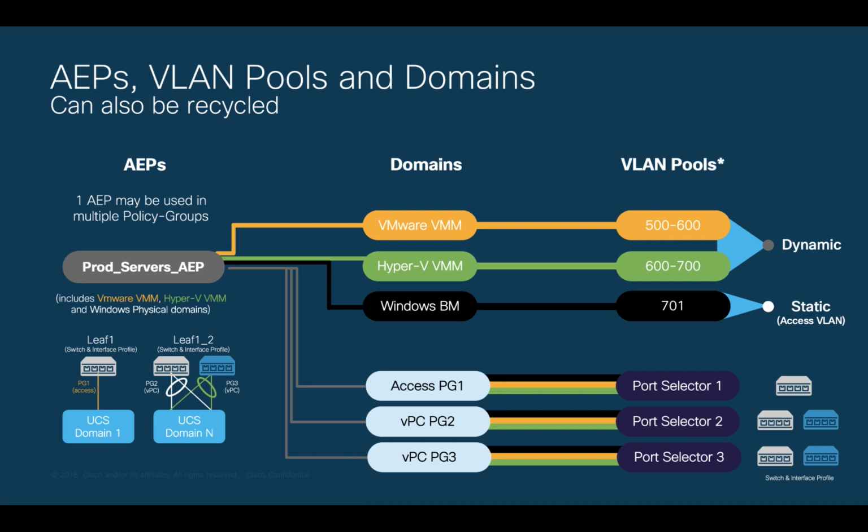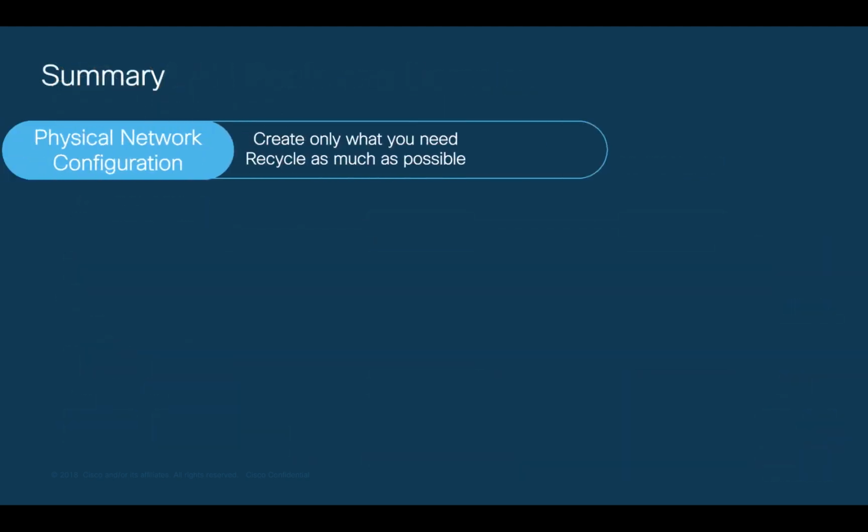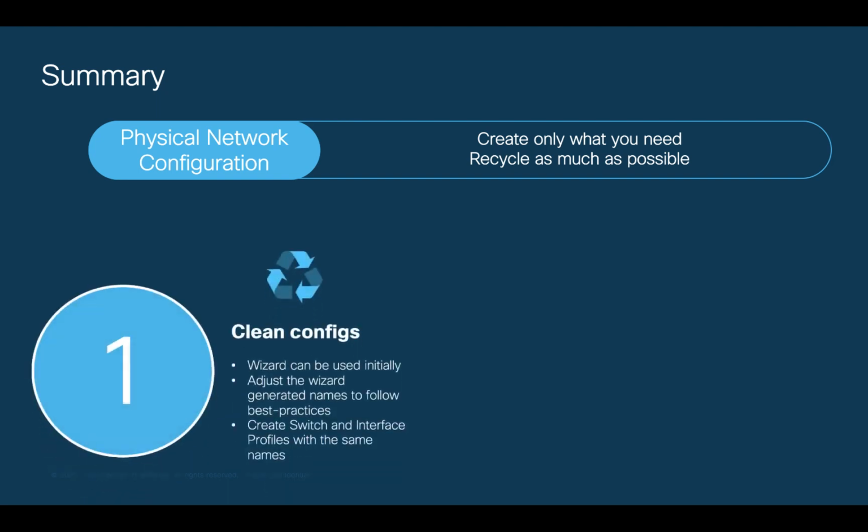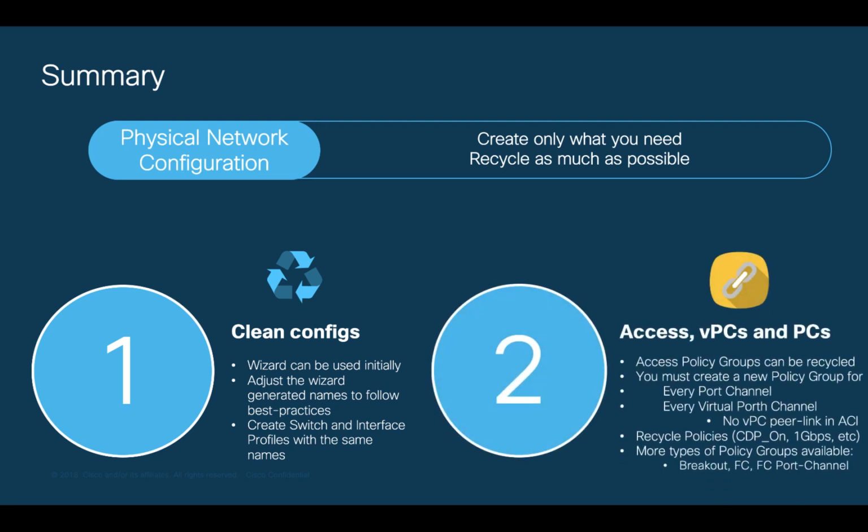In this case, you end up with 3 different connections using the same AEP, 1 access policy group, and 2 VPC policy groups. But this could potentially be hundreds or even thousands of connections using the same configuration you had to create only once. This translates into less time invested and less potential errors due to configuration inconsistencies. As a summary, we always want to create only what we need and recycle objects to simplify our operations as much as possible. Always remember to create new policy groups for each VPC and port channel connection, and you should be fine.